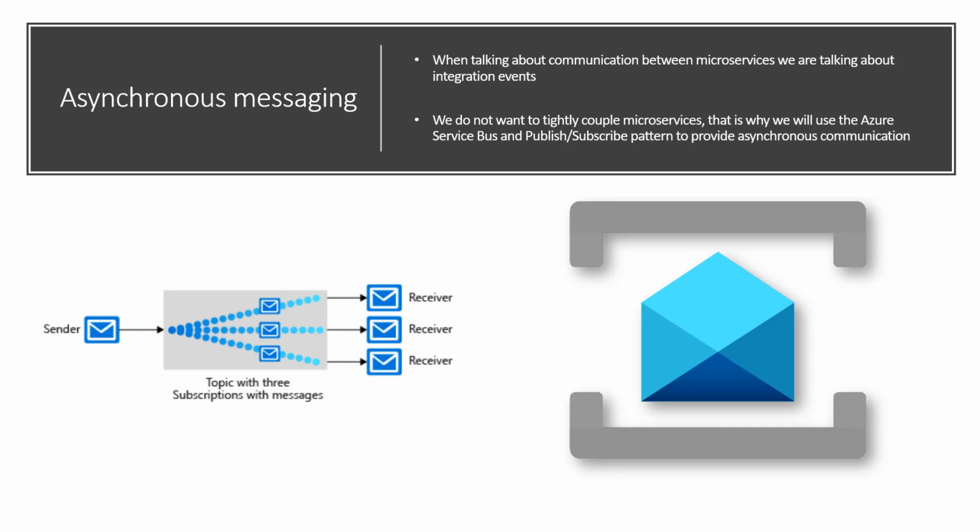When talking about communication between microservices, we are talking about integration events. So we can try to imagine that we have a car rental company and we have a system for it. And this system was architected with microservices. And right now we have a reservation microservice responsible for managing reservations for customers. And we also have a catalog API microservice. And this microservice is available for providing information about the cars that are available for rent.